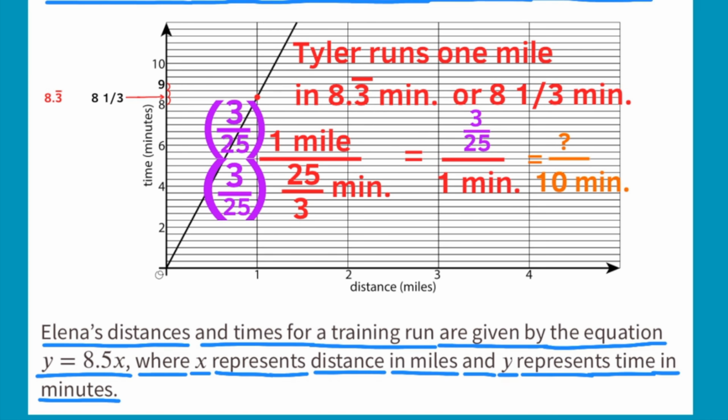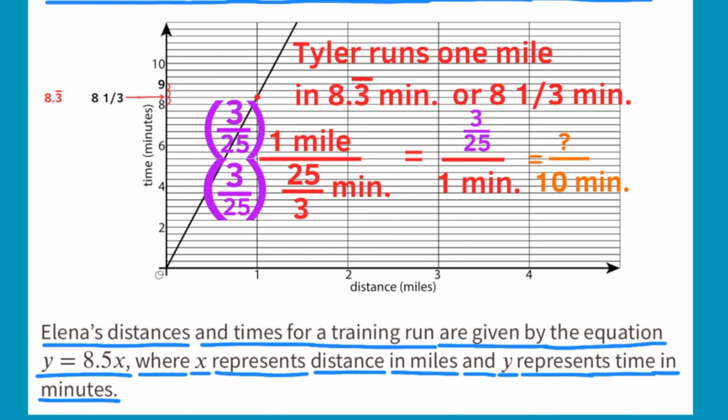The equation that represents Elena's distance tells us that Elena runs 1 mile in 8 5/10 minutes, which is the same as 8 1/2 minutes, but I can use 8 5/10. Again, we need to figure out how far she runs in 1 minute. 8 5/10 is the same as 85/10. Multiply 85/10 by its reciprocal, 10/85, to get 1. And since we multiplied the minutes by 10/85, we need to multiply the distance by 10/85. And 1 mile times 10/85 equals 10/85 miles.